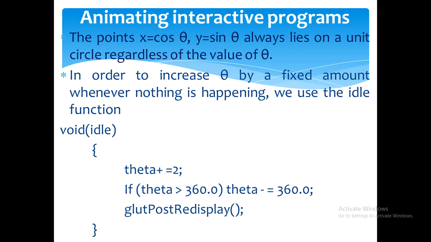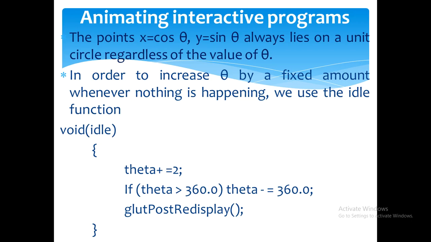Then next is animating interactive programs. Animating means, till now we have drawn only still pictures during lab. I think you have seen one spinning cube. The spinning cube is an animating program, right? We have given a feel that the object is rotating or moving. Those are not still pictures. Those are called animating interactive programs.